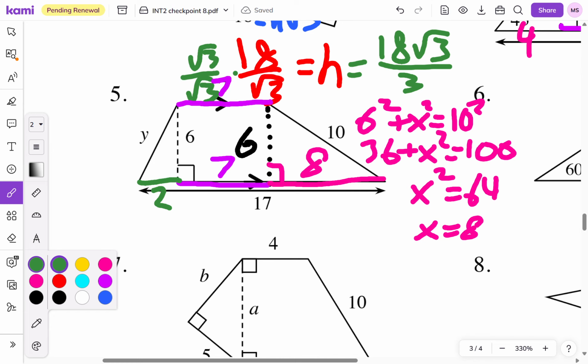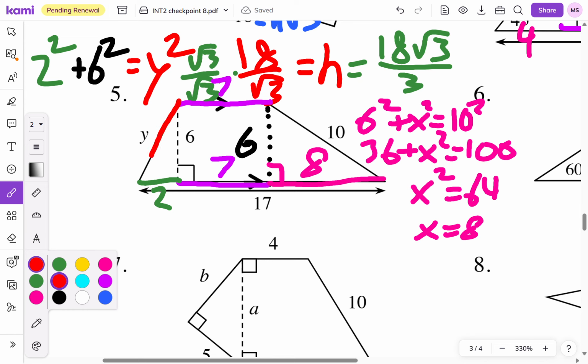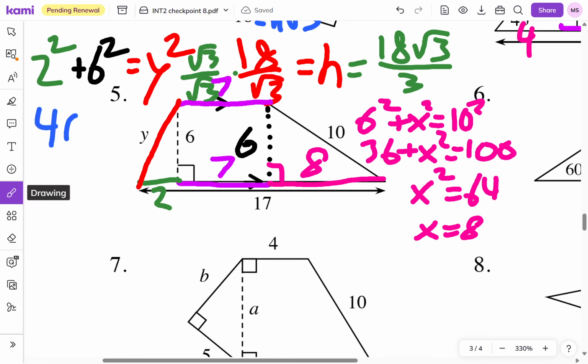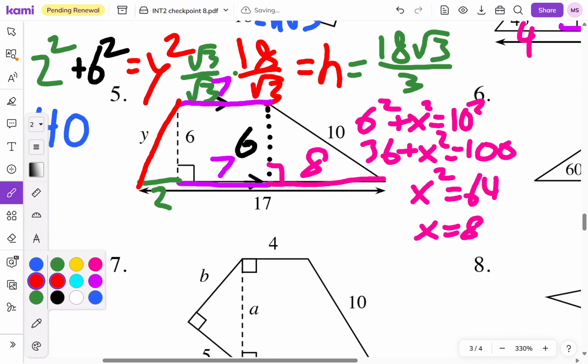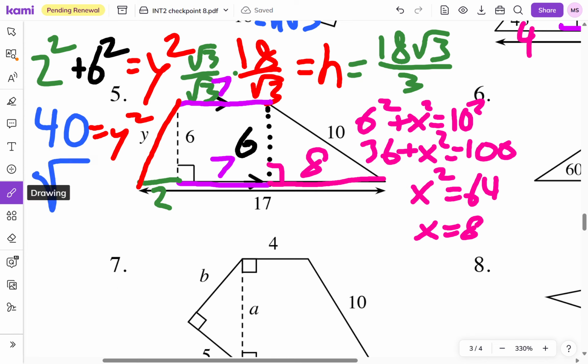And now that I know that this is 2 and I have a right triangle, I can use the Pythagorean theorem. 2 squared plus 6 squared equals that third side there, c squared. Oh, I'm sorry, it's not c, it's y. Let's use the letters that they gave us. Y squared. And if you do the math on that, 4 plus 36 is 40. So 40 equals y squared. Square root both sides, and so the square root of 40 is y.